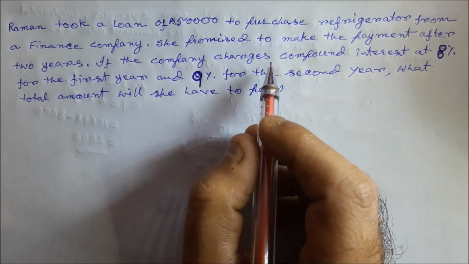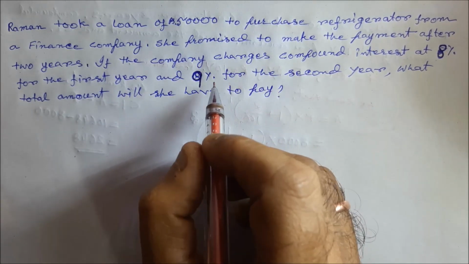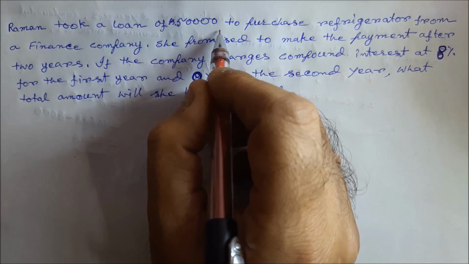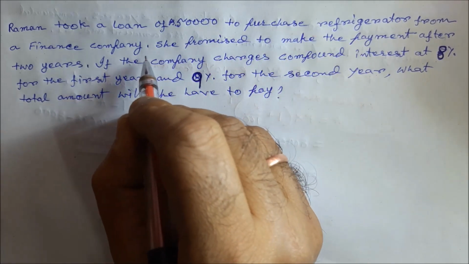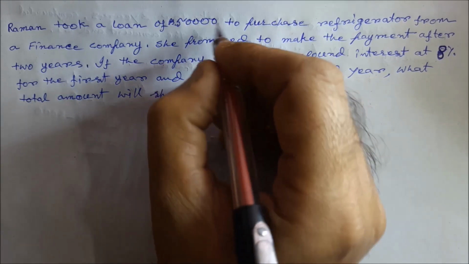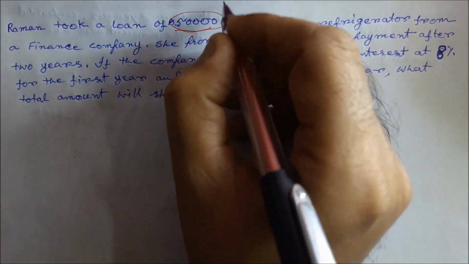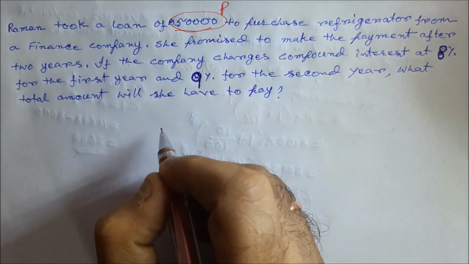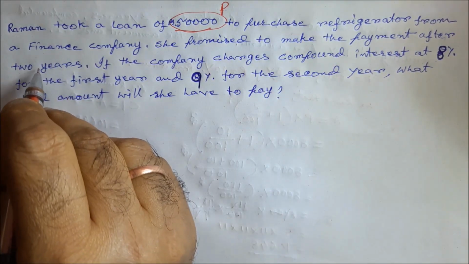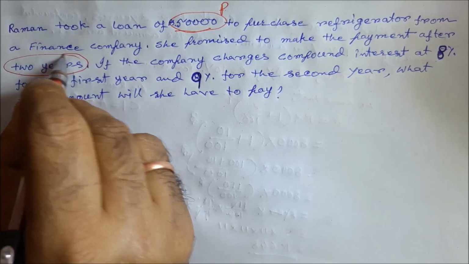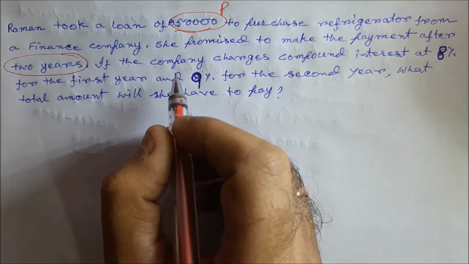See this problem. This problem is lengthy, but it is very easy. She took a loan of 50,000 rupees to purchase a refrigerator from a finance company. Very good. So this 50,000 must be P, or the principal, isn't it? Now she promised to make the payment after 2 years. So within 2 years, she has to pay the amount.